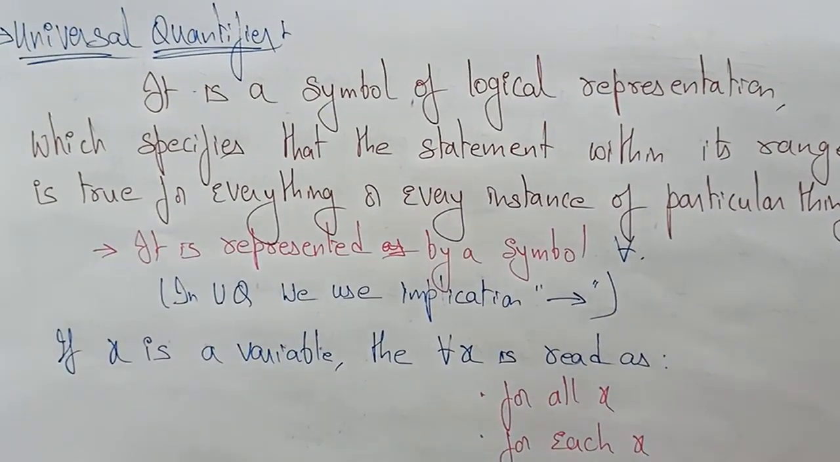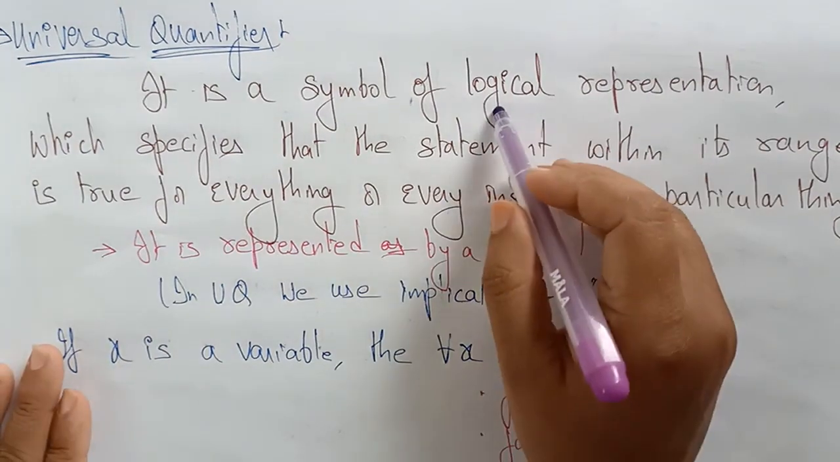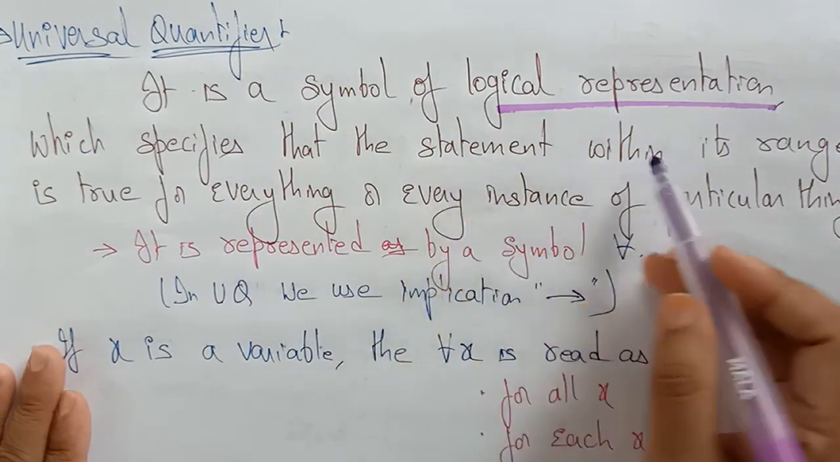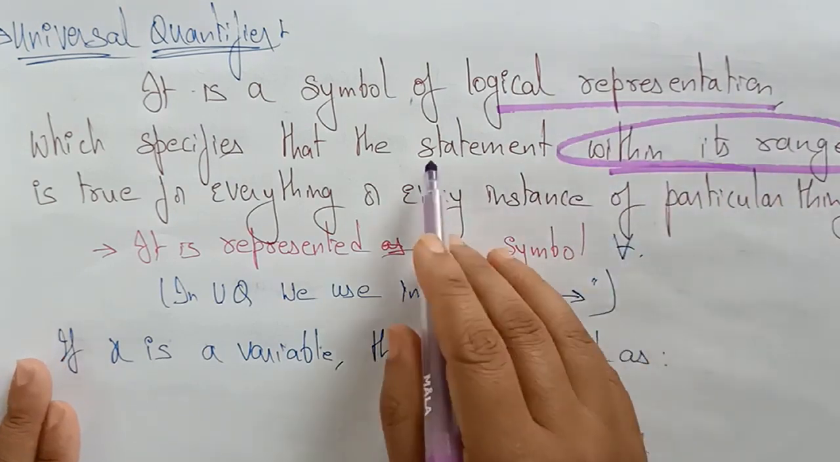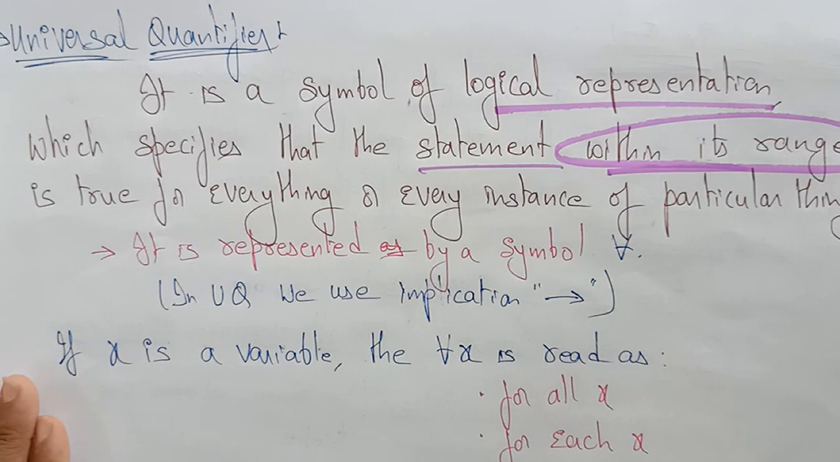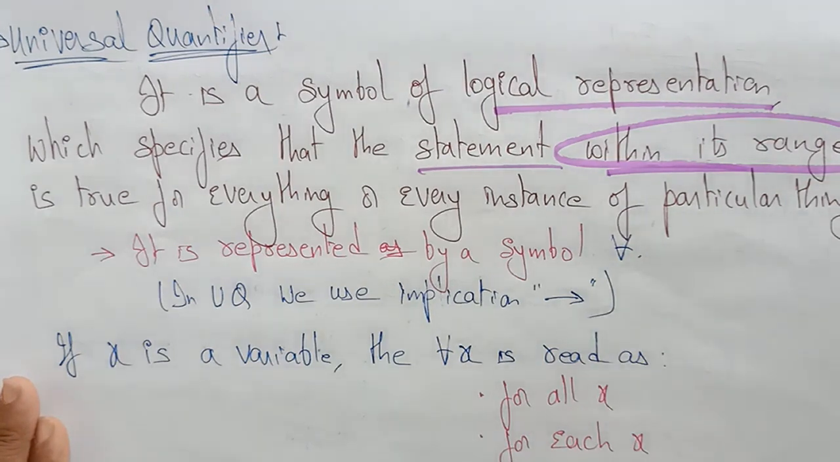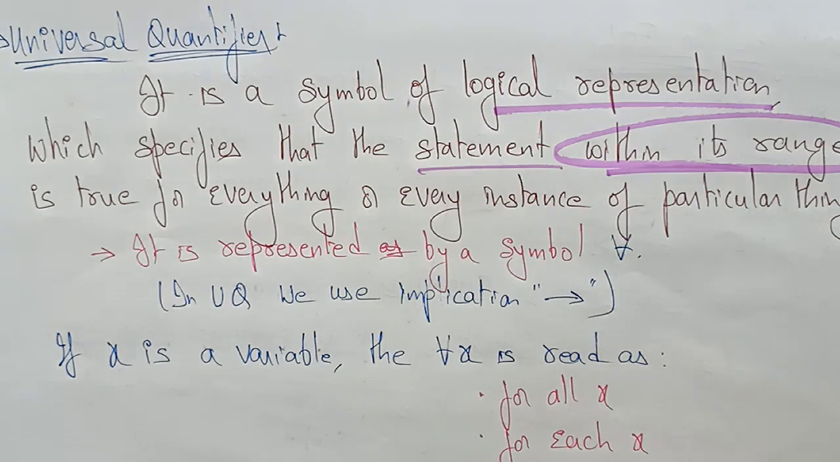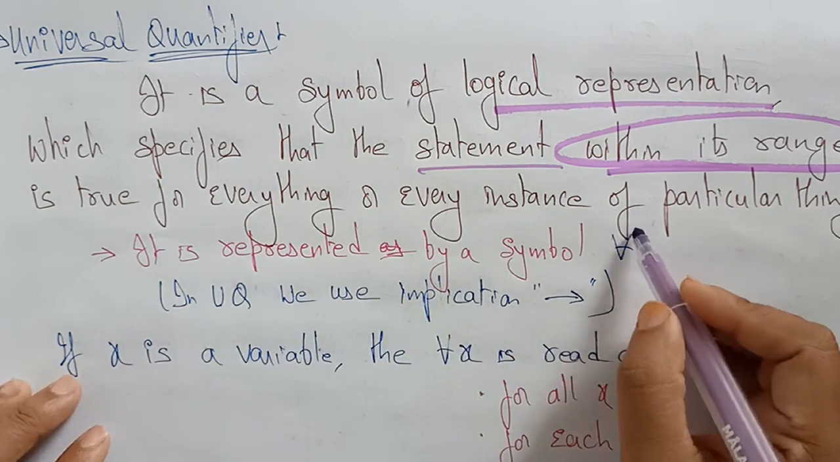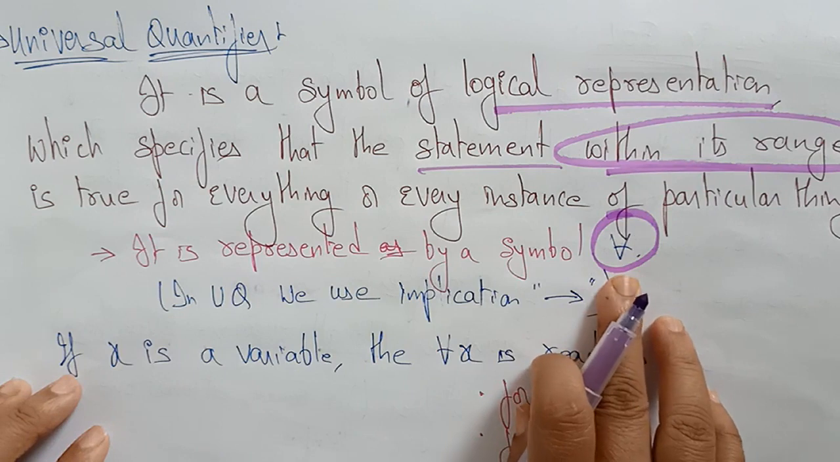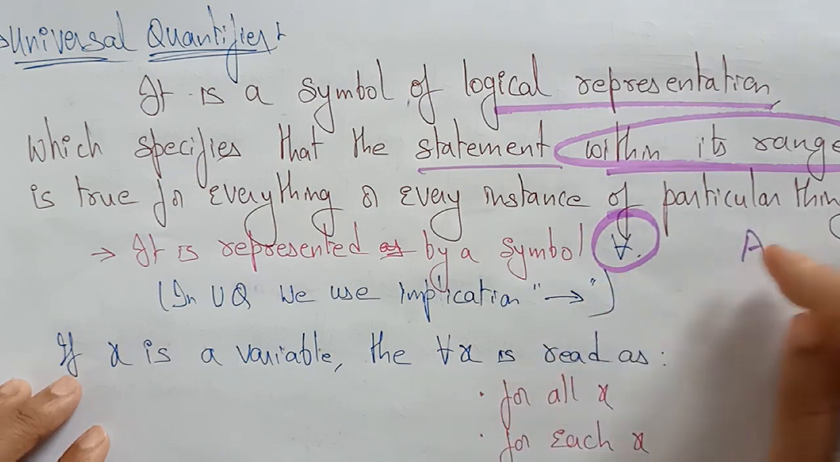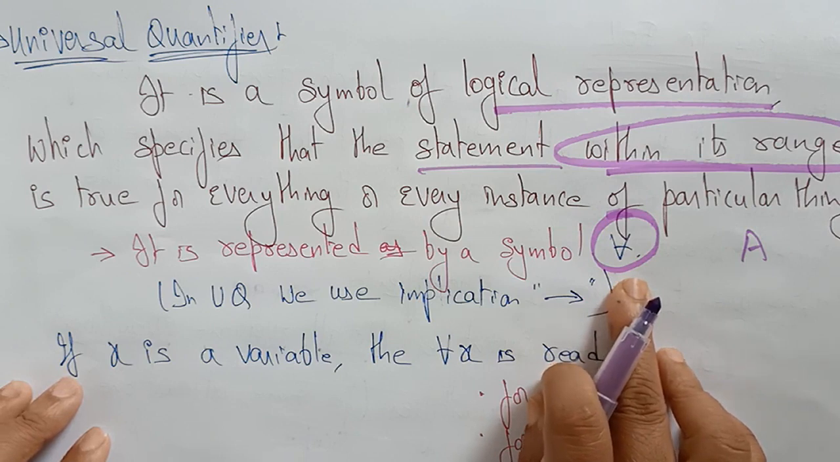The universal quantifier is a symbol of logical representation which specifies that a statement within its range is true for everything or every instance of a particular thing. When a statement is true for everything or every instance of a particular thing, you can represent it using the universal quantifier. The symbol for the universal quantifier is the for all, which is just the reverse of A.